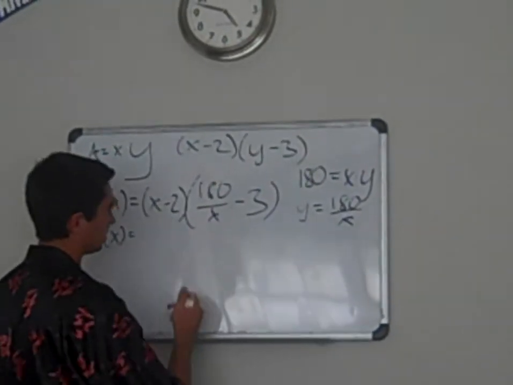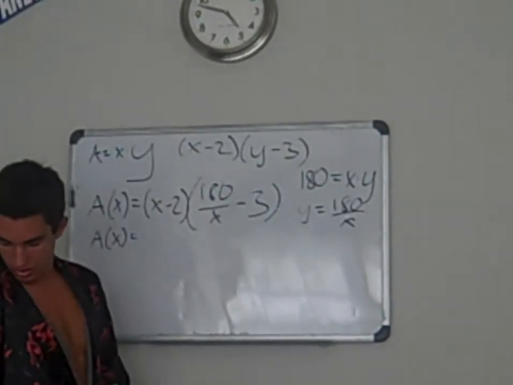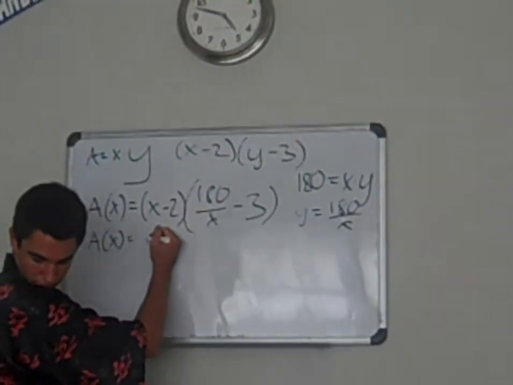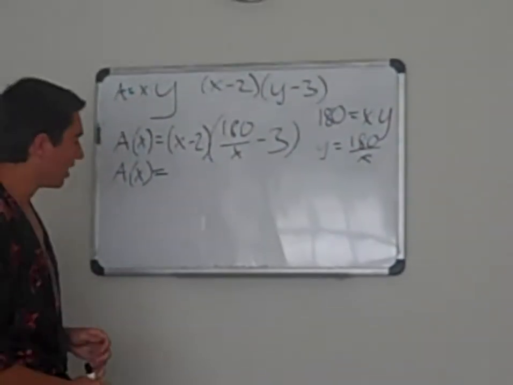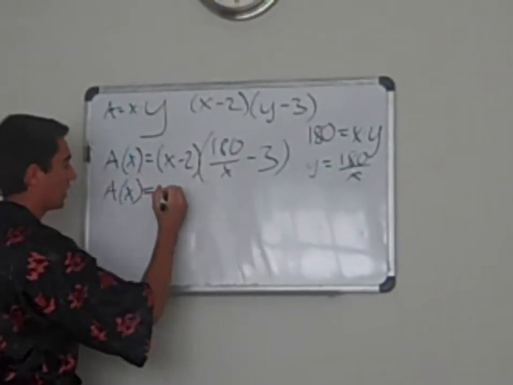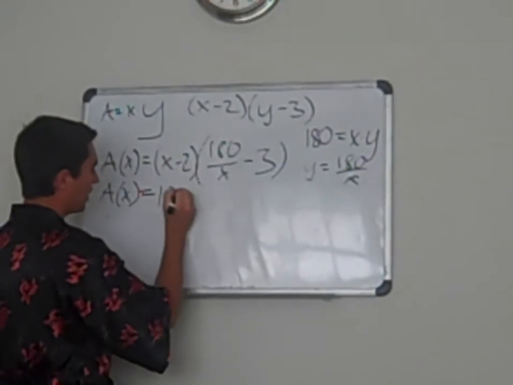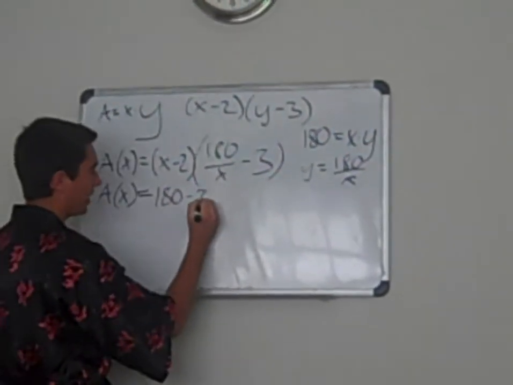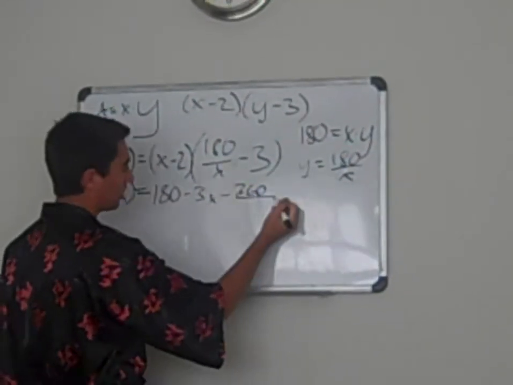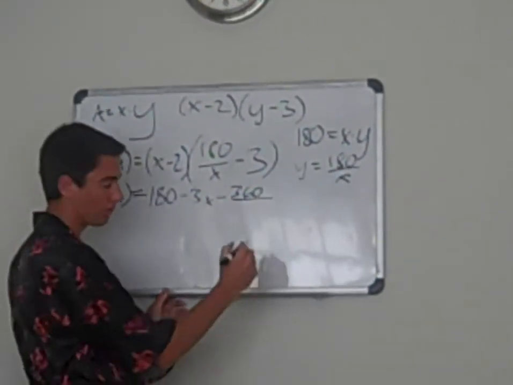Baseballs, that is, kids, baseballs. So we have this, and we're going to multiply this all out, so you get 180 minus 3x minus 360 over x plus 6.